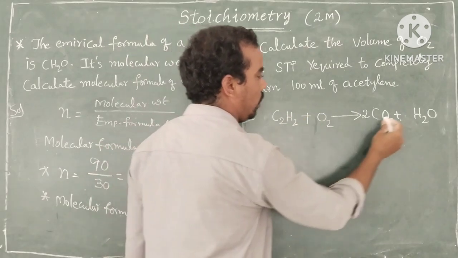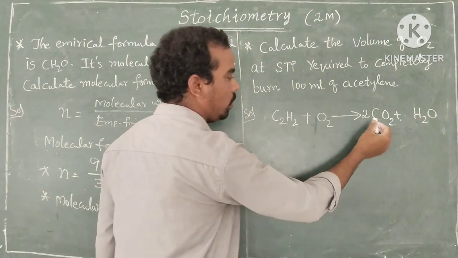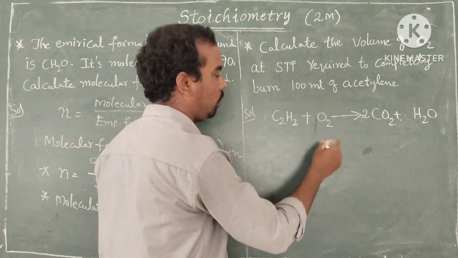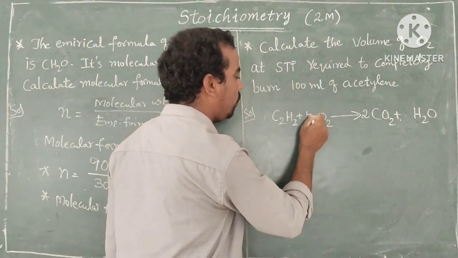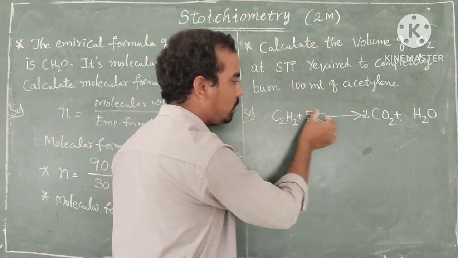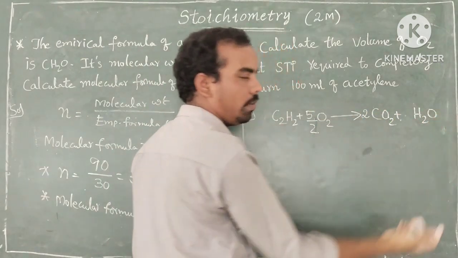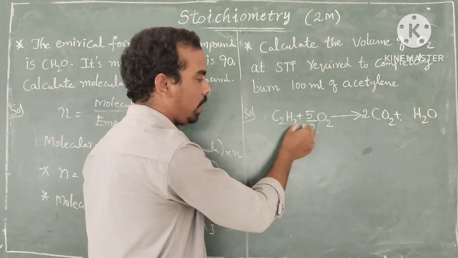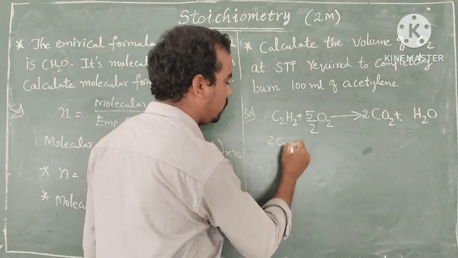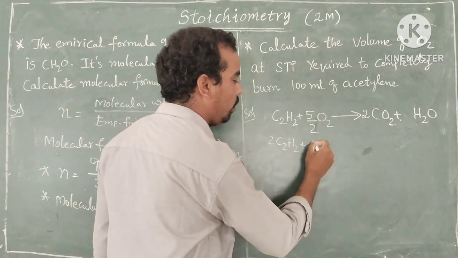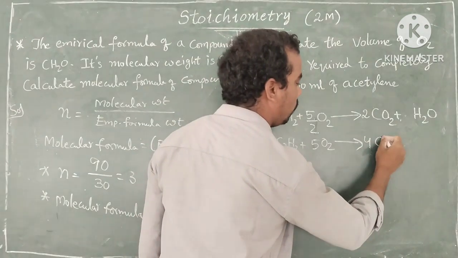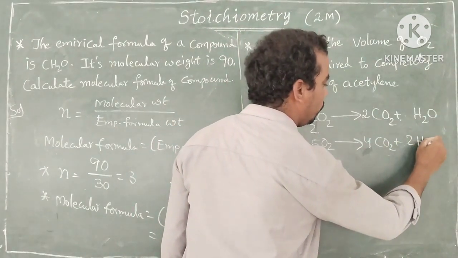How many hydrogens? 2 hydrogens, so H2O. On the right, 2 into 2, 4 oxygens, plus 1, 5 oxygens. But on the left only 2 oxygens, so multiplying with 5 by 2. 5 by 2 into 2 is 5 oxygens. So carbons, hydrogens, and oxygens are balanced. Then multiplying with 2: 2C2H2 plus 2 into 5 by 2, that is 5O2, gives 2 into 2, 4CO2 plus 2H2O.